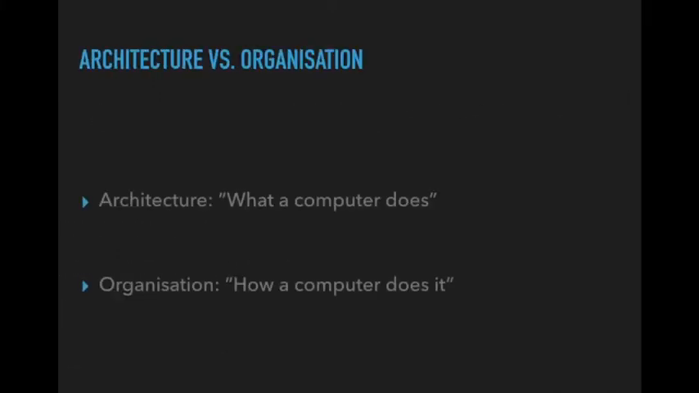So, a computer system architecture defines what a computer does, what is available for the computer to use. On the other hand, the computer system organization defines how a computer does what it's supposed to do, how a computer realizes its architectural specifications.